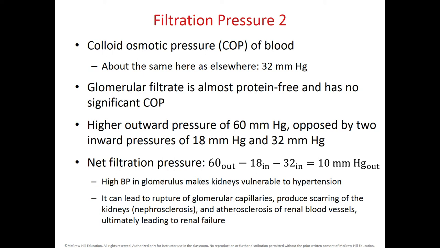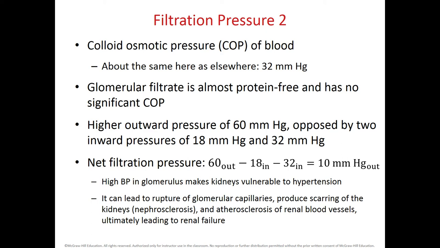The other pressure that influences filtration rate is called colloid osmotic pressure, or COP. And this COP is about the same as the COP in the capillaries around our body, so it's 32 millimeters of mercury. And the glomerular filtrate is almost protein-free and has no significant COP, or colloid osmotic pressure. So since we don't have as many proteins in the capsular space, the colloid osmotic pressure in the capsular space is almost none. So we have a higher outward pressure of 60 millimeters of mercury, opposed by two inward pressures, 18 and 32. And if you subtract these 18 plus 32 from the 60, you will end up with 10 millimeters of mercury. So this will be called net filtration pressure.